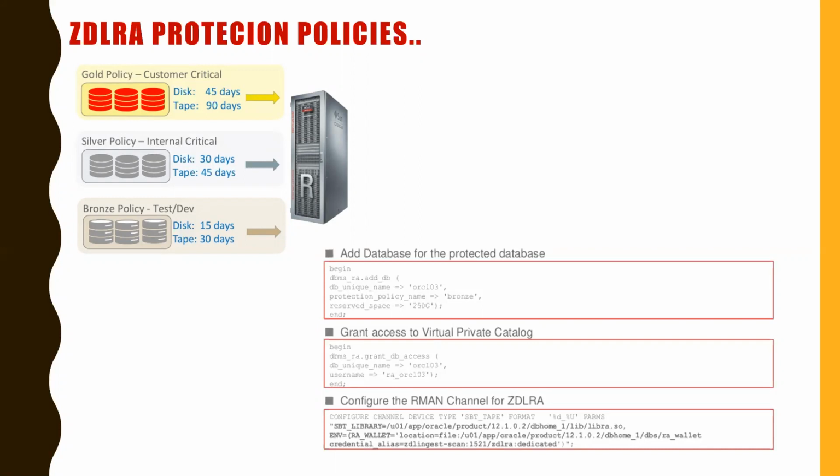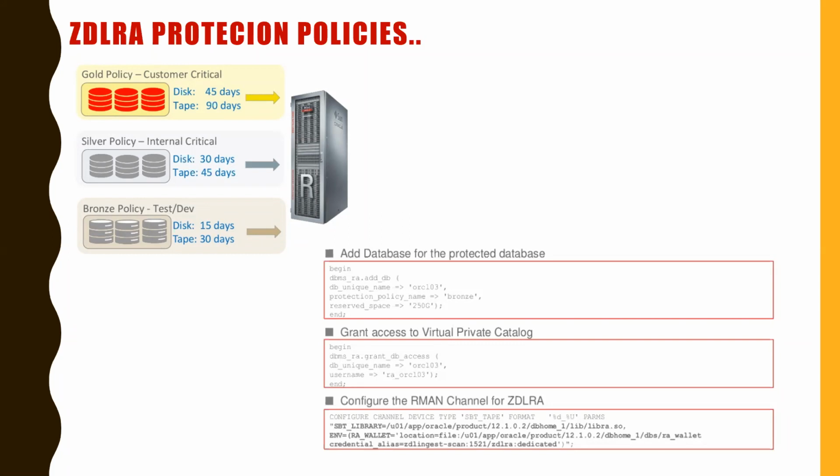All we need to do is know the protected database information, like the DB name. We always deal with the DB unique name. If you're aware of Data Guard, the DB unique name will be different for the source and the target, right? Since it uses real-time technology, it always deals with the DB unique name to differentiate the protected database names within the ZDLRA catalog database.